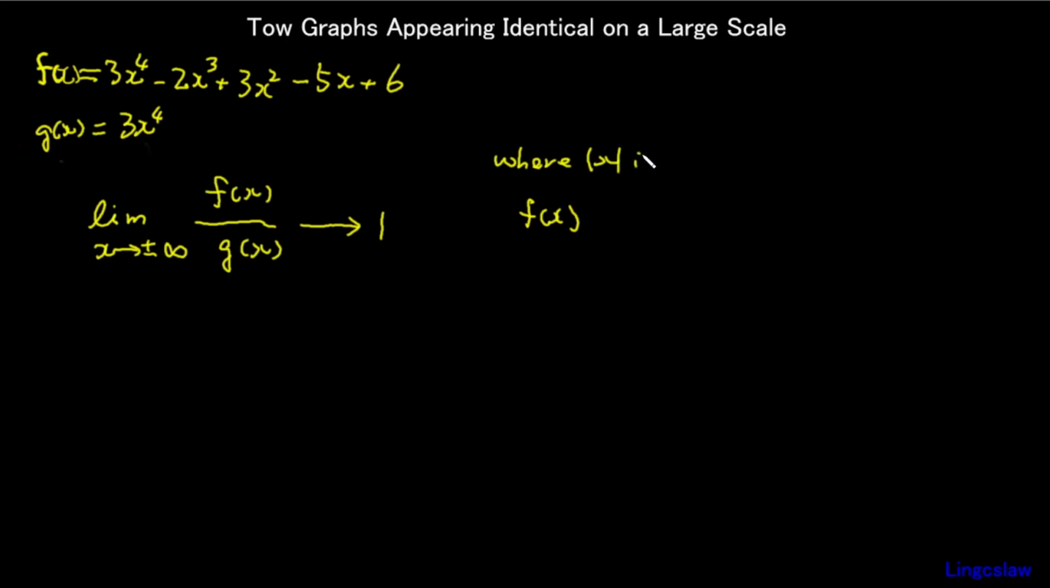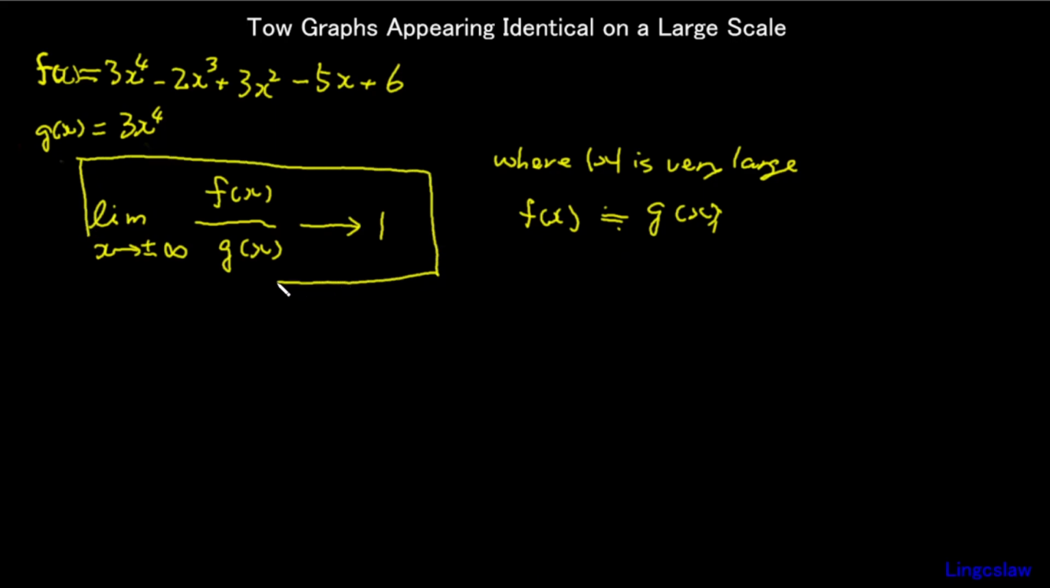That means where the absolute value is very large, f of x equals g of x, or nearly equal to g of x. So what I'm going to do is show this one. Okay, let's do that.